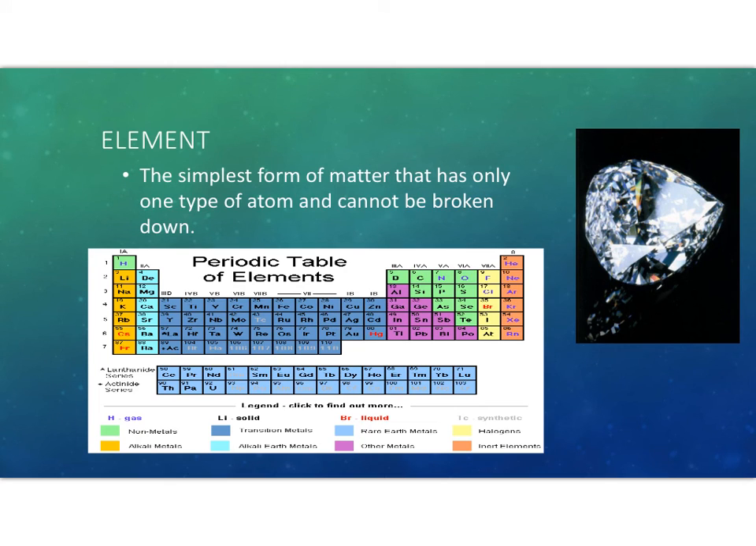An element is the simplest form of matter that has only one type of atom and cannot be broken down further. Now, in all actuality, I can take one of these elements. Let's take nitrogen, for example, element number 7. Nitrogen is made up of only one type of atom. Those atoms have 7 protons, 7 electrons, and their number of neutrons can vary. But if I take a nitrogen atom and break it down into those subatomic particles, those protons, electrons, and neutrons, it no longer retains the same properties. It differs. So an element is the simplest form of matter that has only one type of atom. I can't break it down any further.